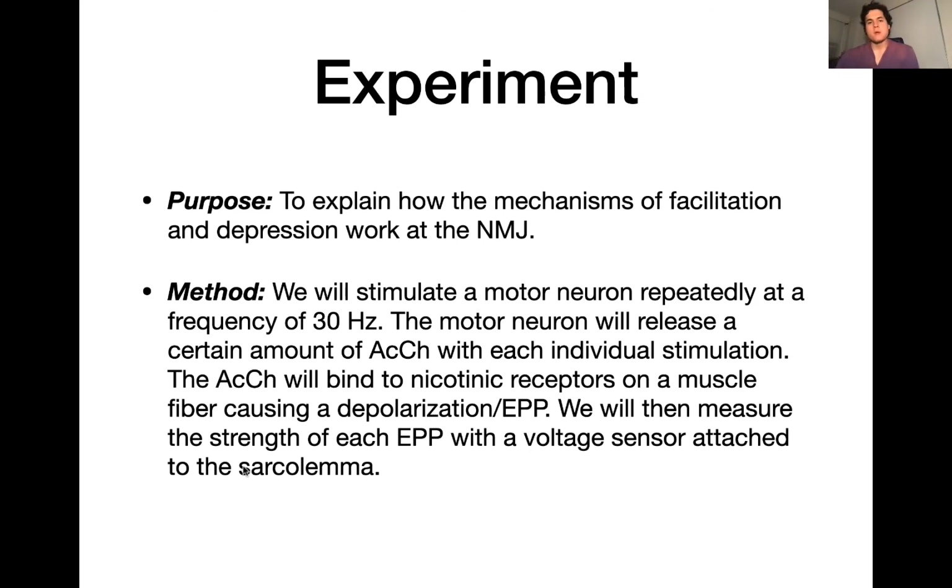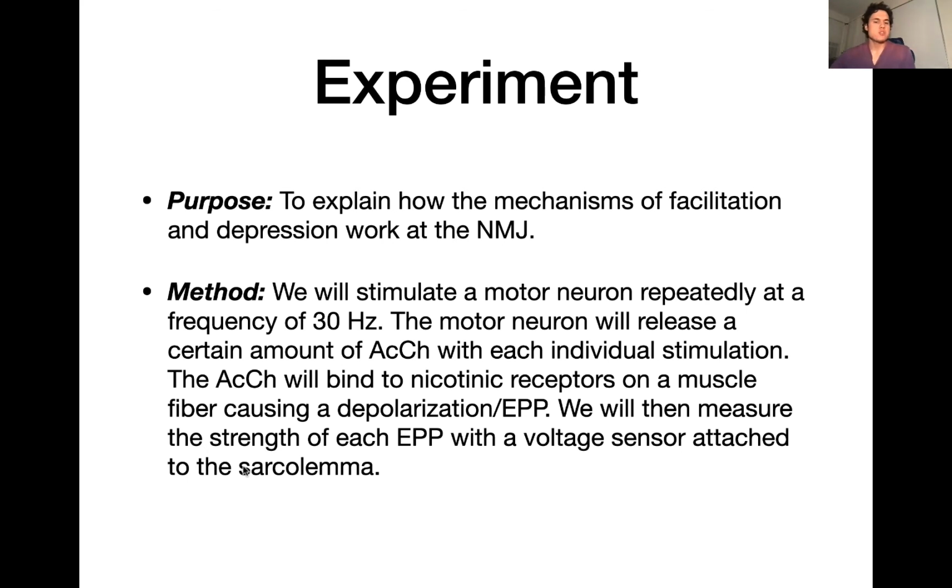Well, in this experiment, we're going to have two cells. The first cell is going to be a motor neuron, and what we're going to do to this motor neuron is we're going to repeatedly stimulate it, and we're going to stimulate it at a frequency of 30 hertz. So in other words, we're going to repeatedly stimulate it, and we're going to do so at a frequency of 30 hertz. And now each stimulation that we do will be powerful enough in order to elicit an action potential.